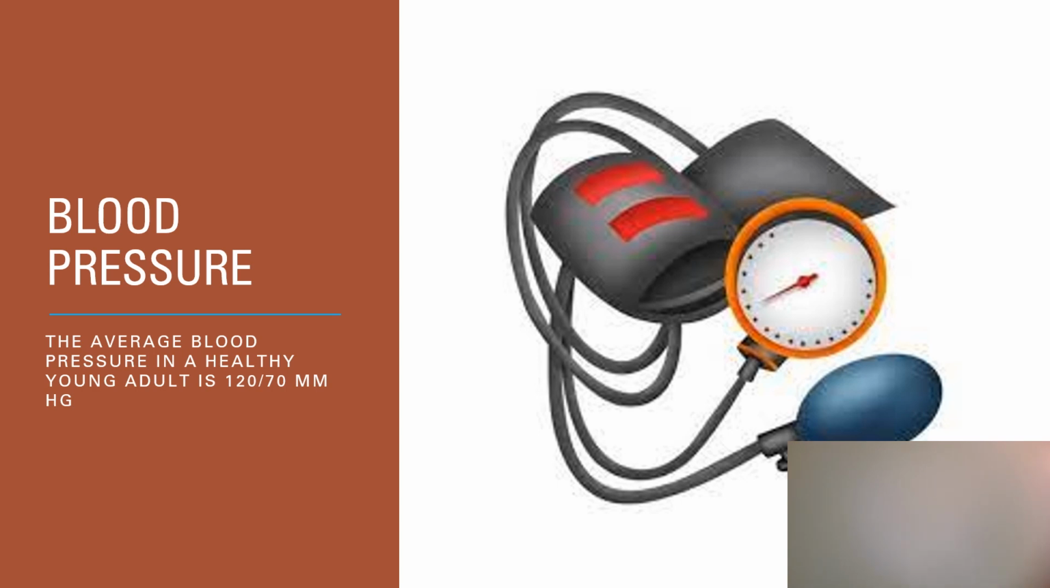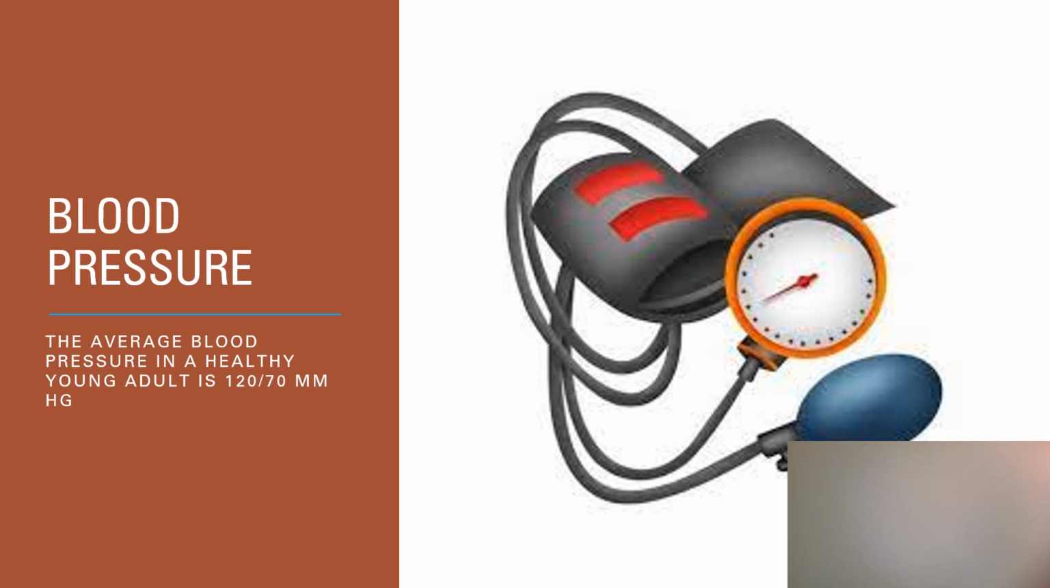Vasoconstriction and vasodilation will alter the blood pressure, and this helps compensate for changes in that circulating volume. A systolic pressure greater than 140 millimeters of mercury and a diastolic pressure greater than 90 millimeters of mercury are regarded as being outside the normal range and is indicative of hypertension.